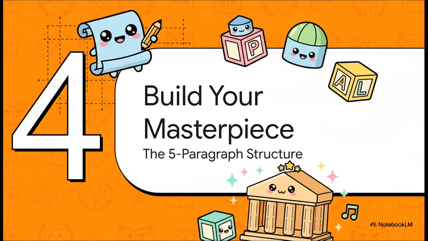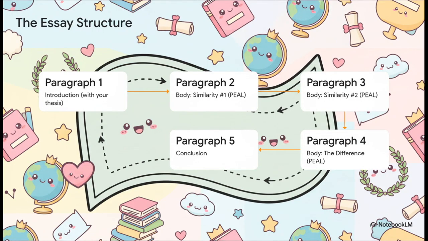Okay, so we've got our blueprint, the thesis. We've got our building blocks, the PEEL paragraphs. Now it's time to put it all together. Let's look at the full structure of your 5-paragraph essay. This right here is your roadmap. It's super simple. Paragraph 1 is your introduction, with that awesome thesis statement at the end. Paragraph 2 is your first similarity, built with PEEL. Paragraph 3 is your second similarity, again with PEEL.